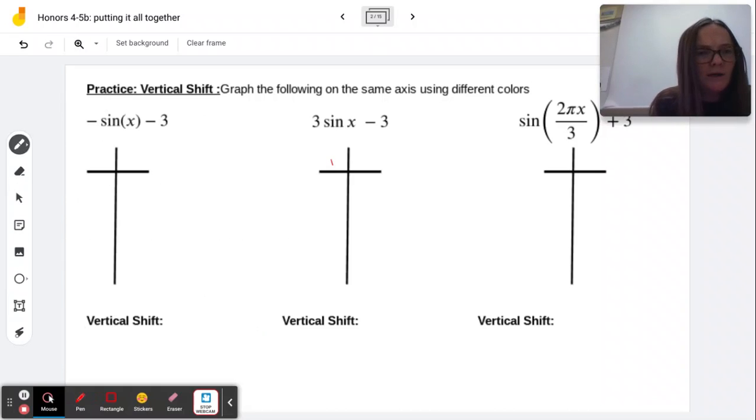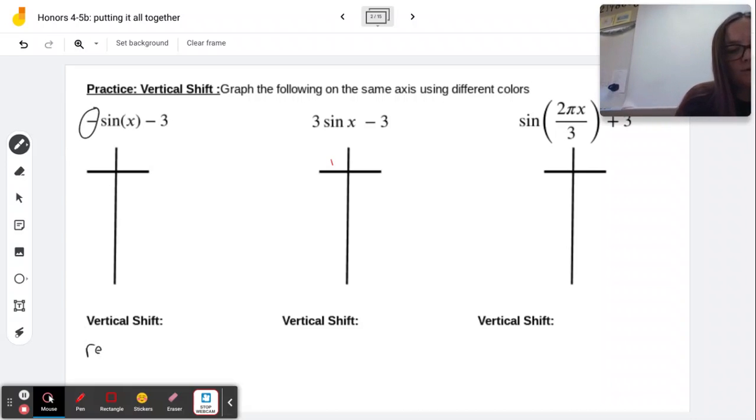We're going to add one new concept here while we're at it, and we're going to add the idea of a reflection. So underneath vertical shift, I also want you to write the option of reflection. Okay, just like any other graph, if you multiply the whole thing times a negative, it's going to amount to a reflection across the x-axis.